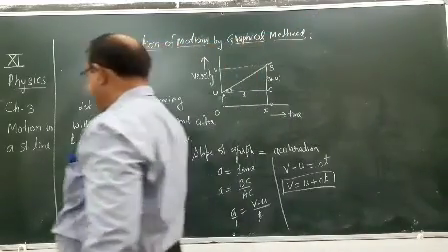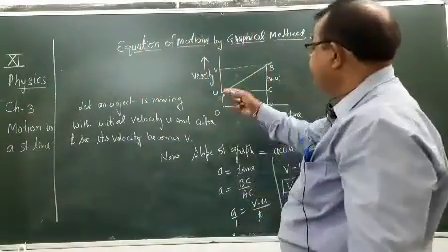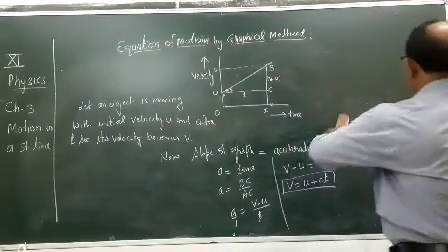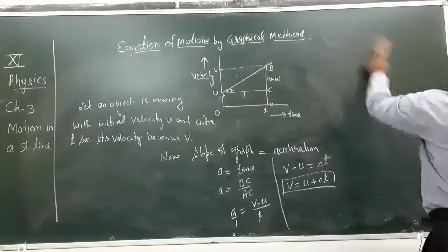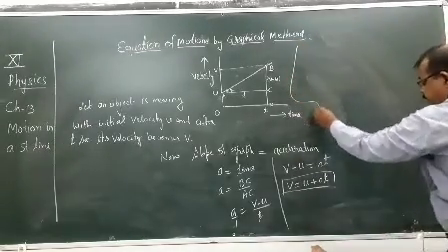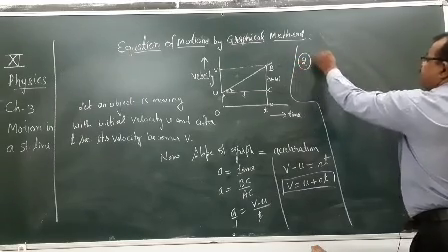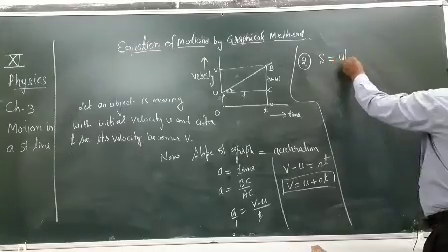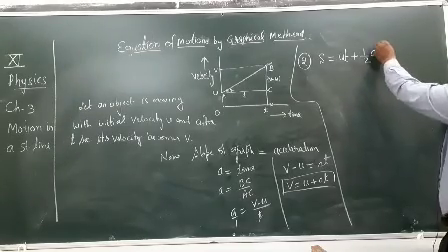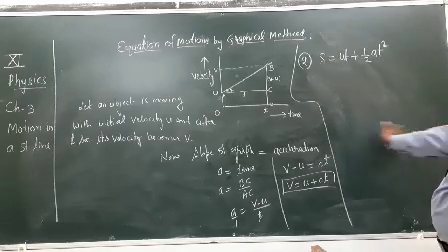Now we are moving on second equation of motion, that is s equals to ut plus half of at square. Note it down. Okay, for second equation, s equals to ut plus half at square. This is the second equation, and we have to derive this equation by this graph.